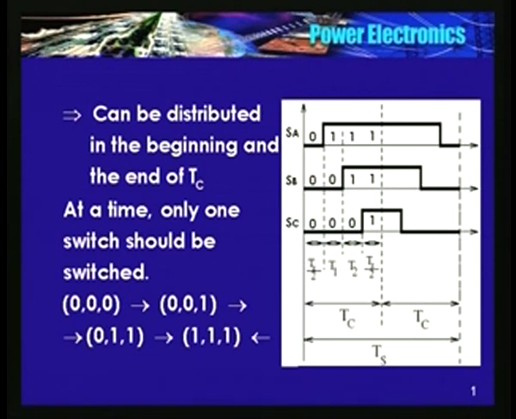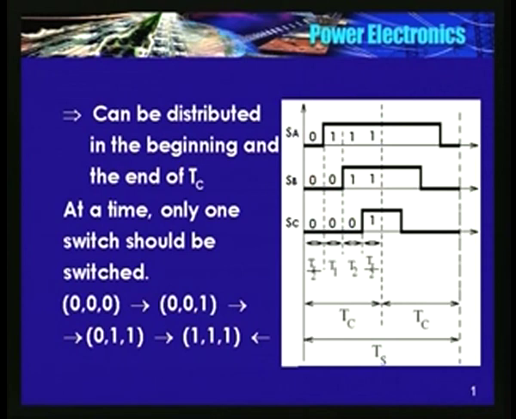So, we were at this point with 111. I will continue to apply the same vector for another Tz by 2 period. Okay. I will apply the same vector 111 for another Tz period.